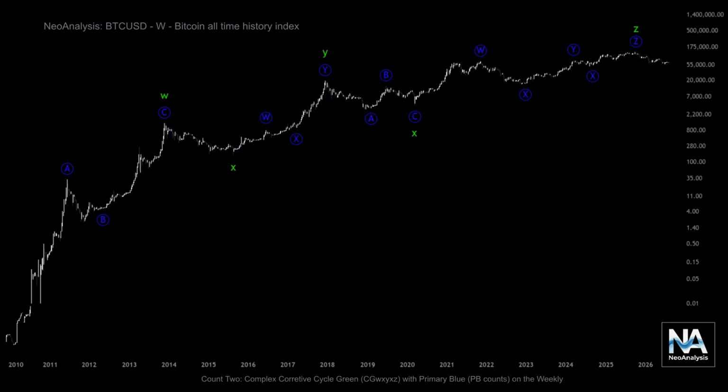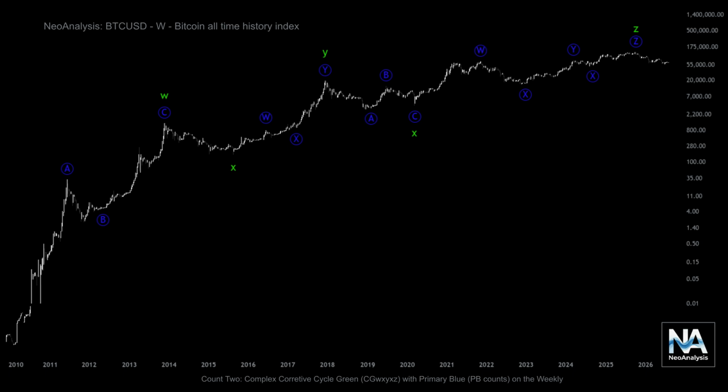Count 2, a complex corrective count. Bitcoin completed a cycle degree WXYXZ structure in 2025. Cycle W contains a primary ABC. Cycle X1 is compressed, so the primary degree is absorbed or dropped.